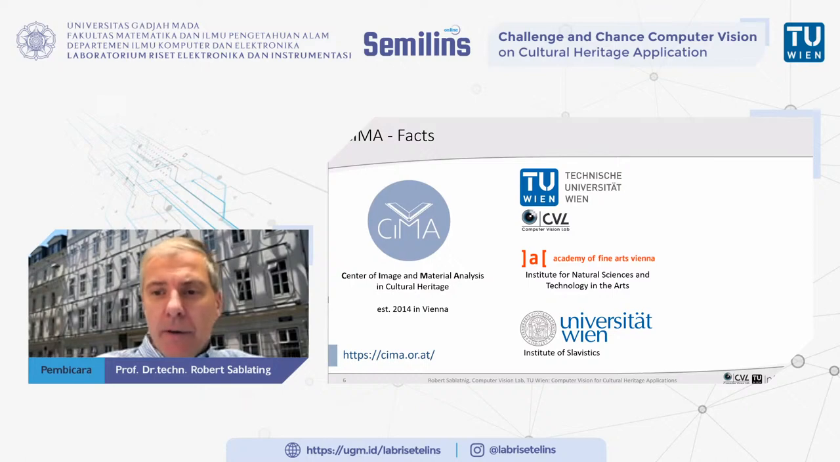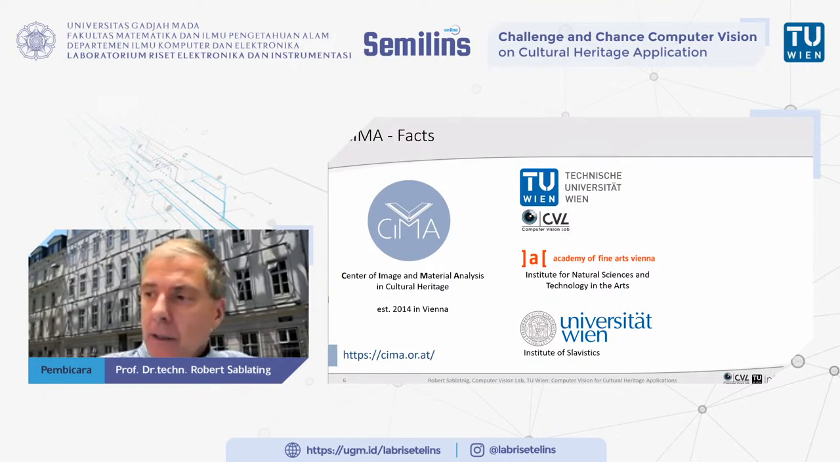Now, the Center of Image and Material Analysis in Cultural Heritage was established in 2014 and was mainly founded by these three organizations here: the University of Vienna and Institute of Statistics, the ones that are interested in manuscripts and how to improve their readability, and how to find writer recognition and other things. The Institute for Natural Sciences and Technology in the Arts of the Academy of the Fine Arts in Vienna. These are the ones that do the material analysis. So these are chemical people that try to get more knowledge about the material.